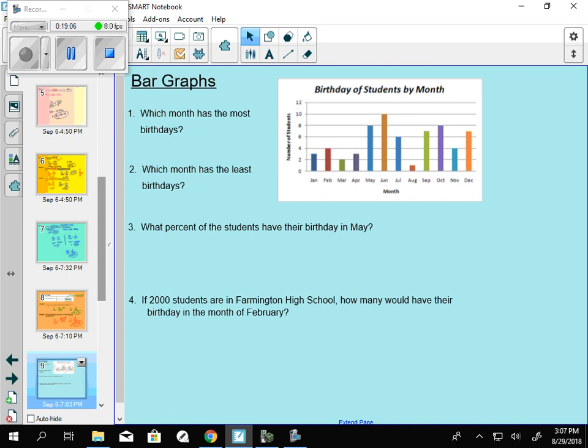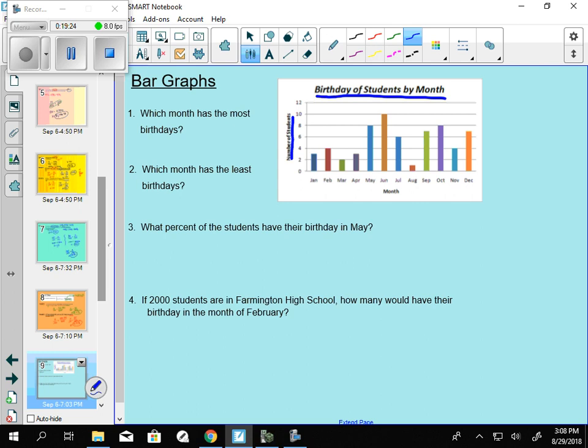The last part of this unit is just looking at basic graphs and being able to interpret them. So here we have a bar graph showing the number of birthdays of students by month. Key things to look at here are the title, because that's telling you what the graph's about, and the labels on the two axes. We have the months going across from left to right, and from bottom to top we have the number of students.